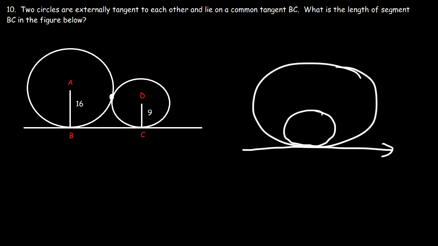Notice that they touch the tangent line at exactly one point, but one circle is inside of the other. So in this case, they're internally tangent. But in this example, this circle lies outside of the other one, so they're externally tangent.